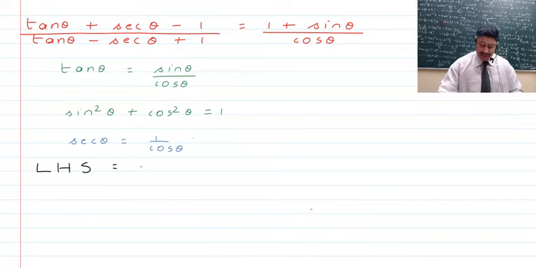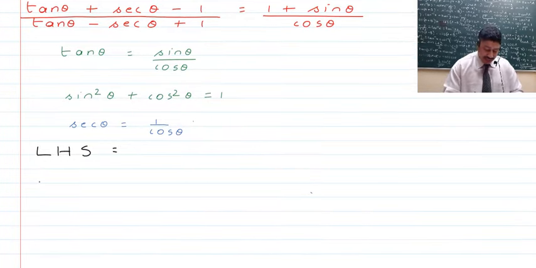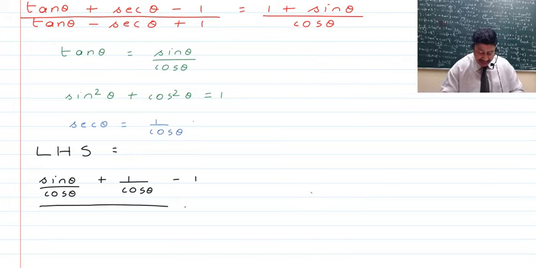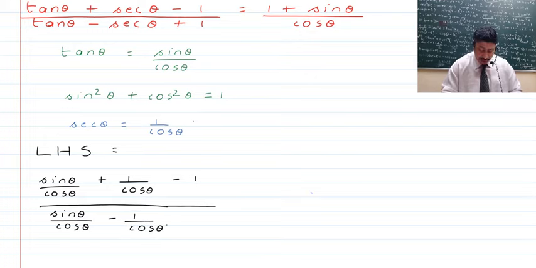Now in the left hand side, children, you get to see that you have tan theta, which, like I just discussed, can be written to be sine theta upon cos theta, right? And to that is to be added 1 upon cos theta, which is the value of sec theta, and to that is added minus 1, and all of that is divided by tan theta, which can again be written as sine theta upon cos theta, right? And further to it is added minus sec theta, which can be written as minus 1 upon cos theta, right? And to that, children, is added 1.